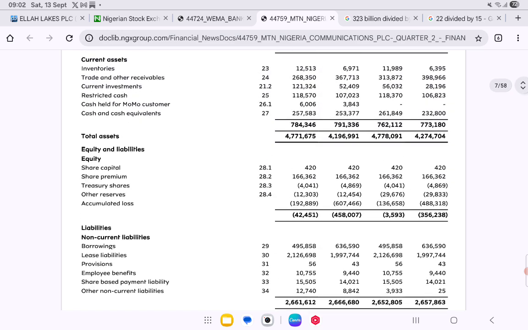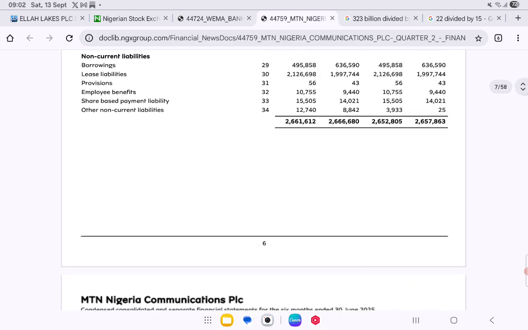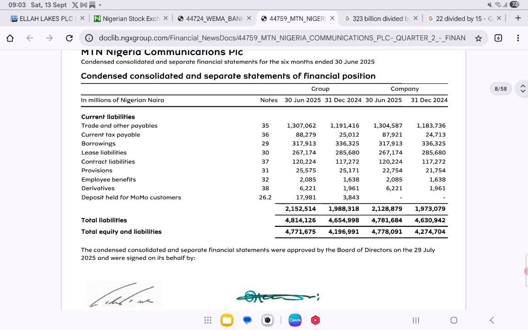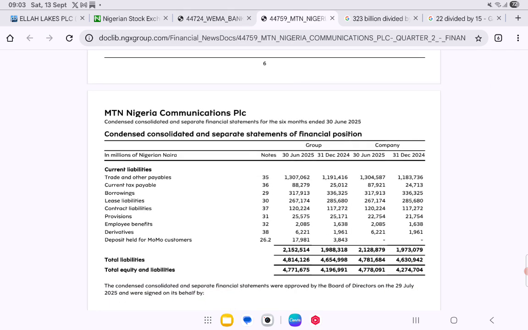You have total assets 4.7 trillion, total liabilities 4.8 trillion. So you have liabilities slightly higher than assets. And why is that the case? Let's see if we can zone down. Liabilities went up from 4.6 trillion to 4.8. Barely, that's really a tiny increase.